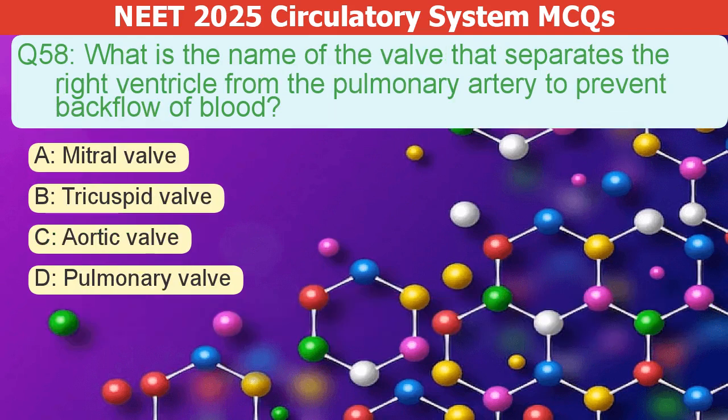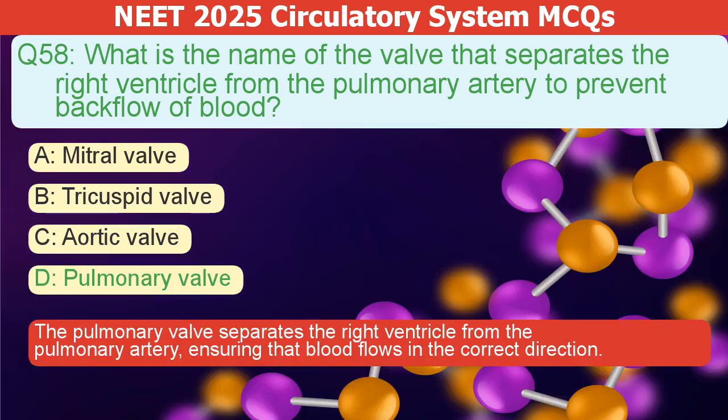What is the name of the valve that separates the right ventricle from the pulmonary artery to prevent backflow of blood? A. Mitral valve. B. Tricuspid valve. C. Aortic valve. D. Pulmonary valve. The correct answer is D. The pulmonary valve separates the right ventricle from the pulmonary artery, ensuring blood flows in the correct direction.